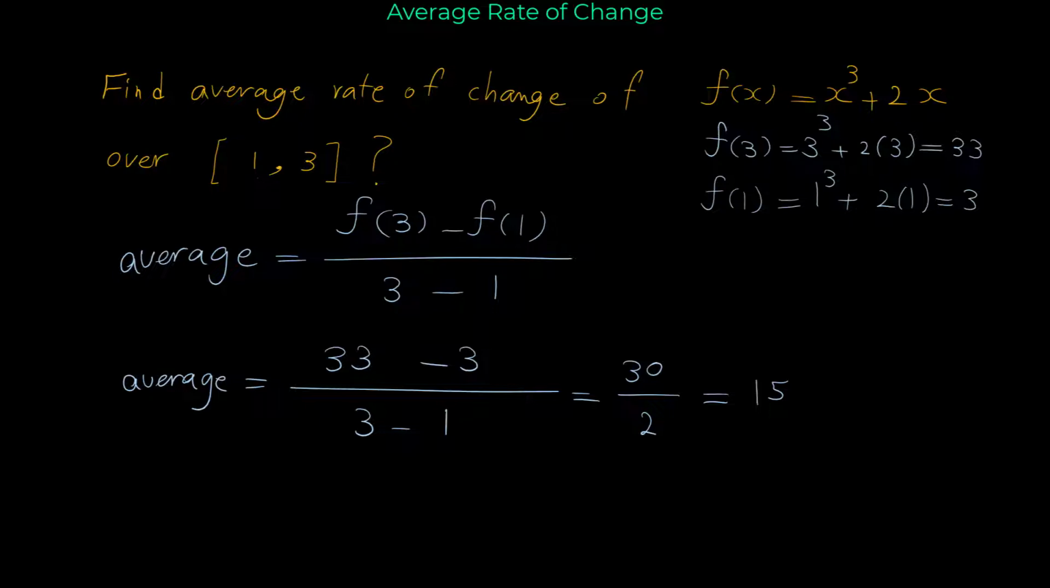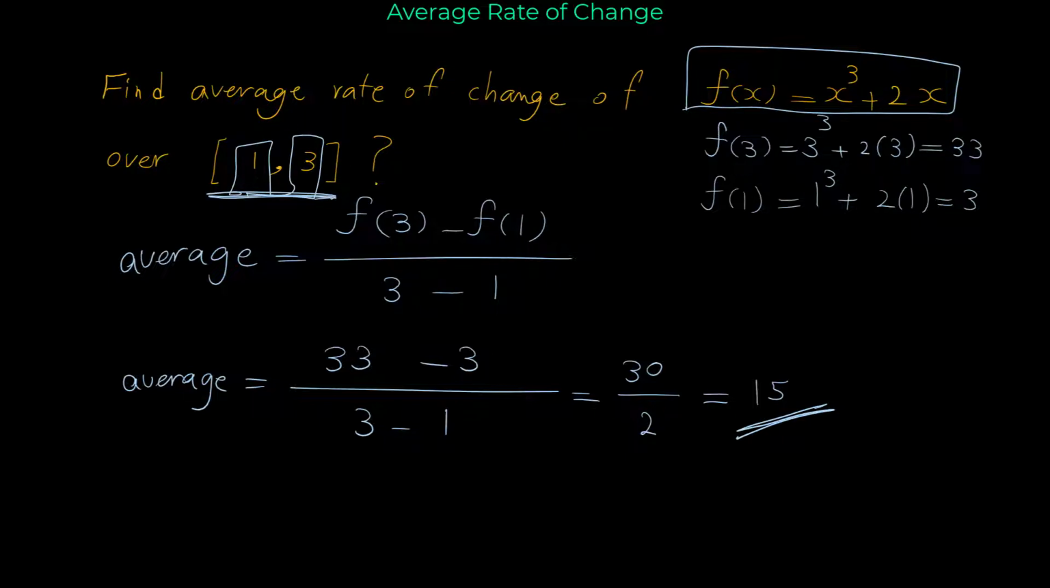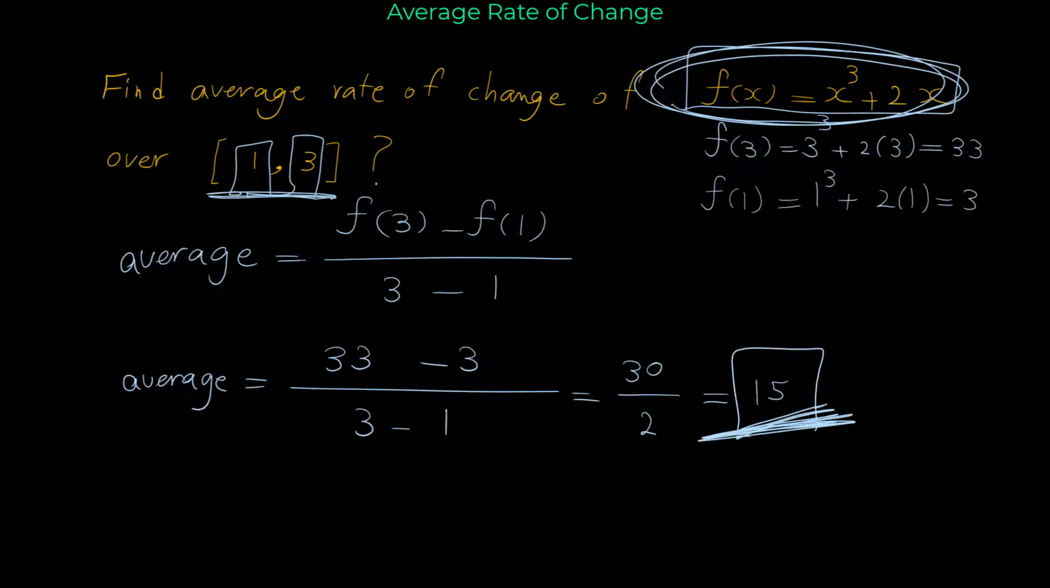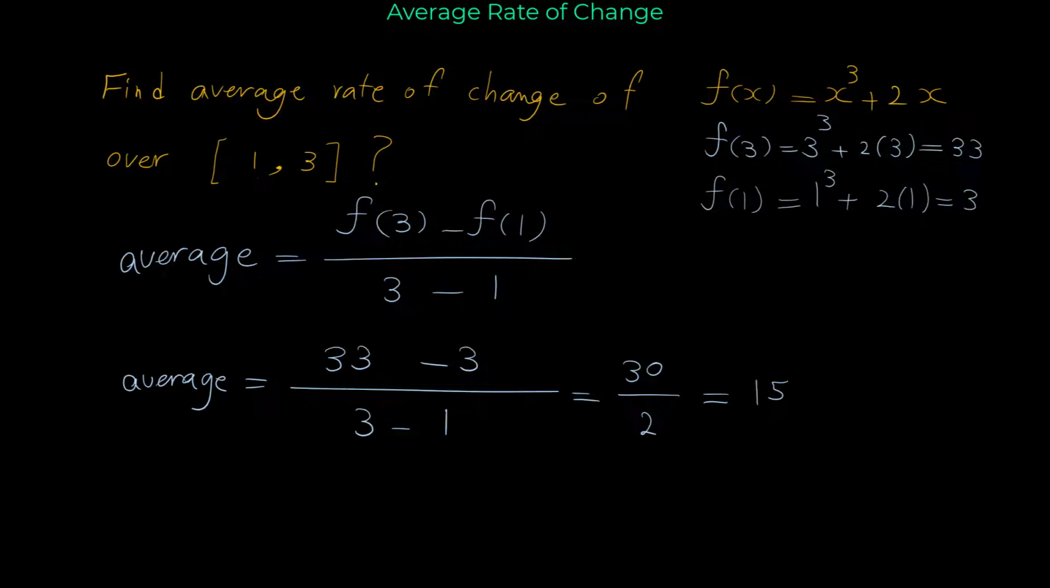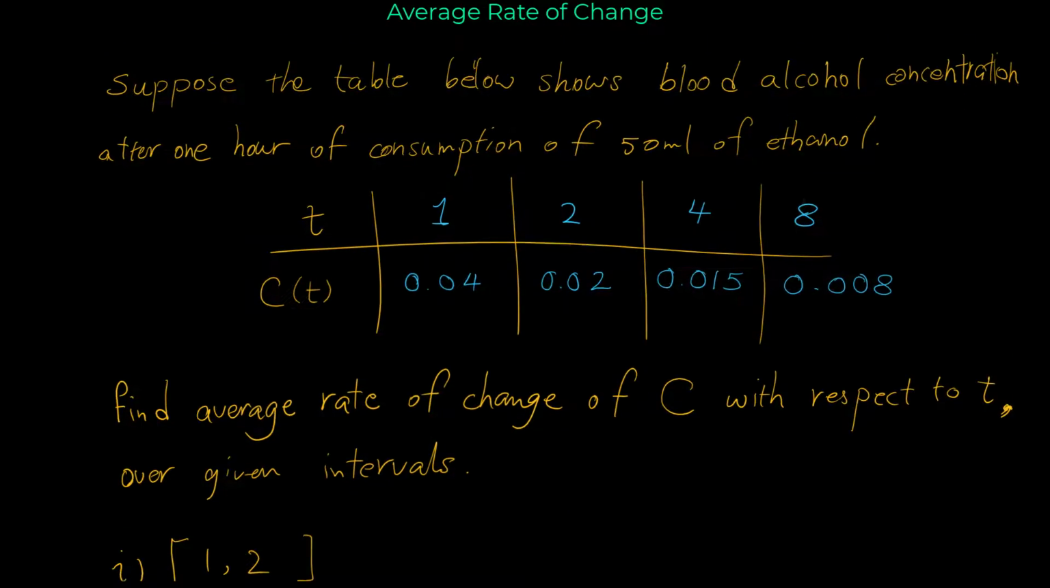So this 15 shows that when x values change from 1 to 3, on average the y value of this function changes 15 units per change in x. So this shows the average rate of change of the function. The function is actually the y values. Now look at the next question.